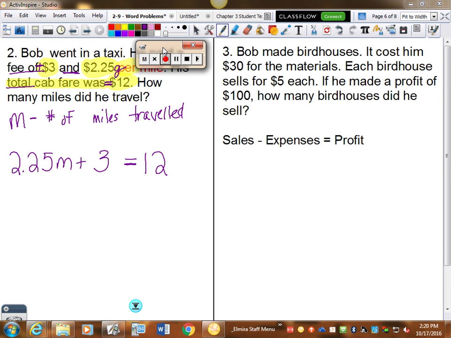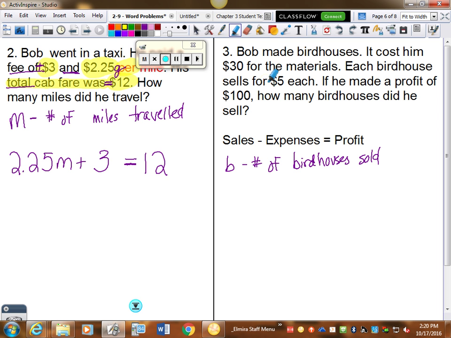All right. Let's look at number 3. Bob made birdhouses. It cost him $30 for materials. Each birdhouse sells for $5 each. If he makes a profit of $100, how many birdhouses did he sell? Okay, so what are we trying to figure out? The number of birdhouses sold. And we'll say that's B.